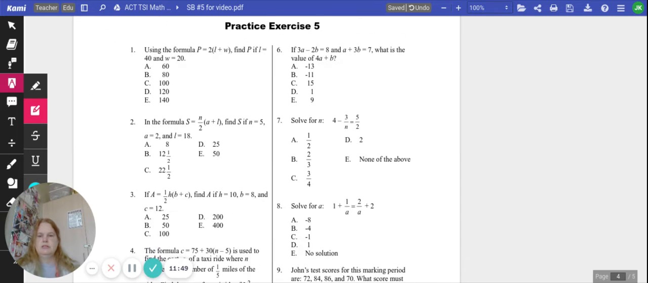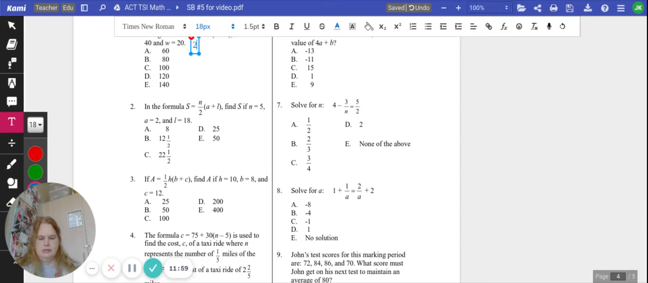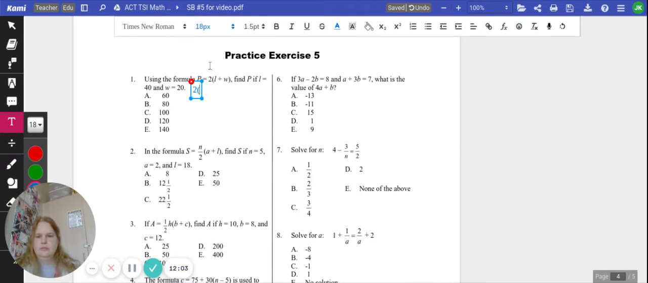All right, now to the practice exercises. Another formula. So we're going to plug these guys in. The formula says 2 times the L. L in this case is 40, plus the W, which is 20, and that's 2 times 40 plus 20 is 60. So 2 times that is 120.